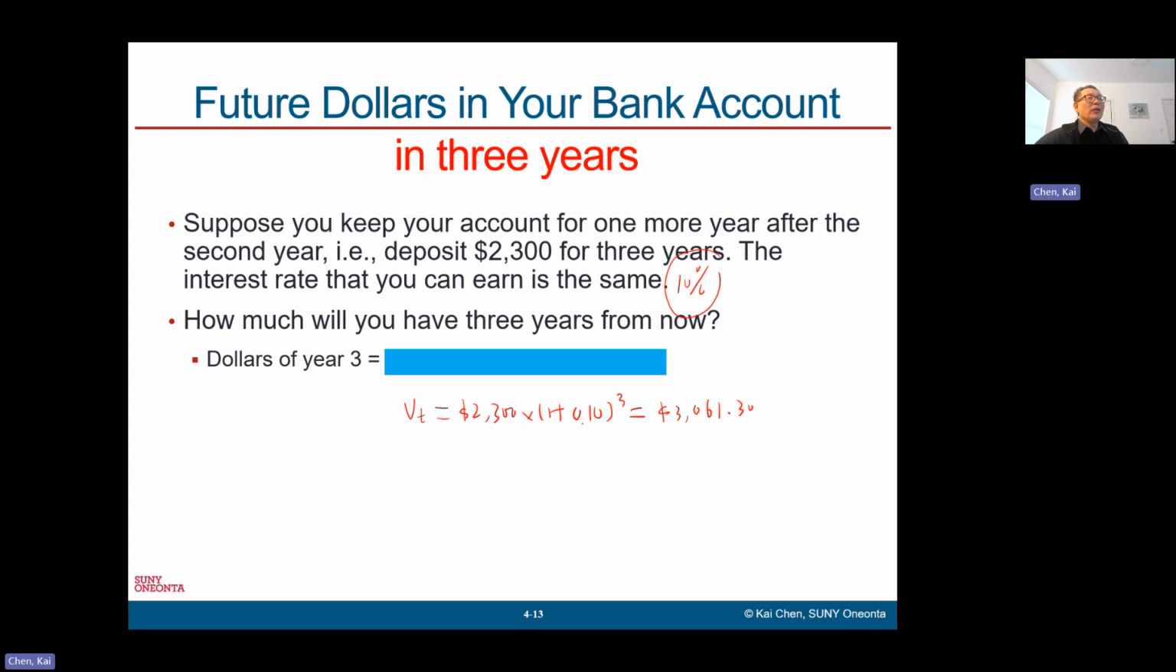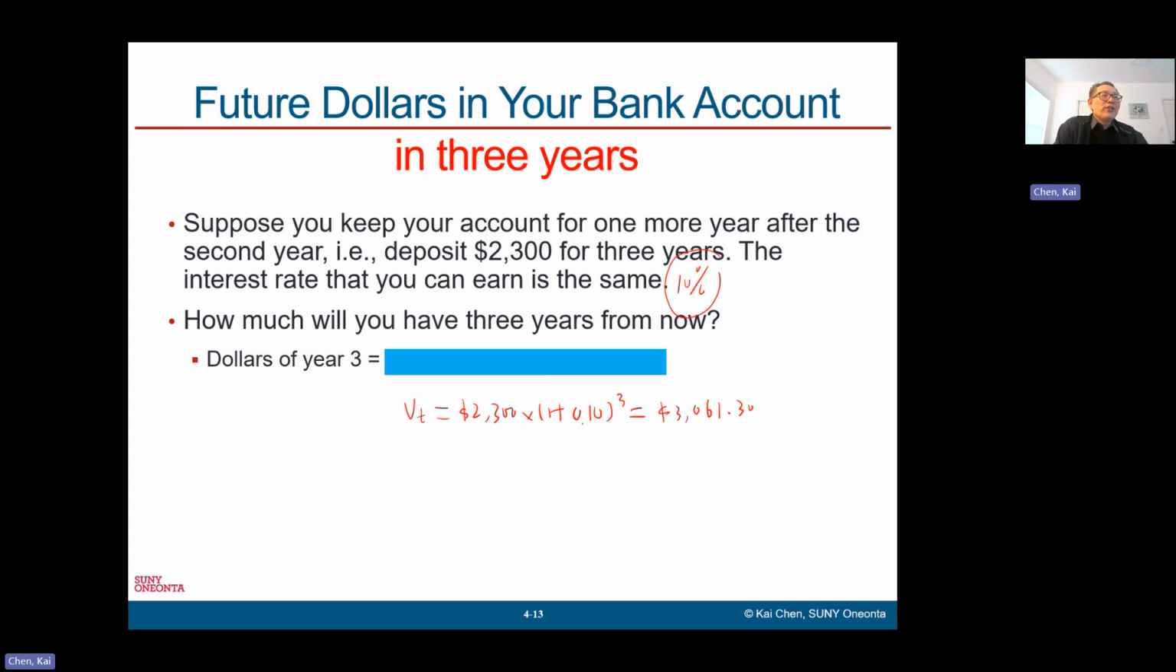Okay, then what does this mean? If you have $2,300 today, and you expect to receive, by choosing a bank account, $3,061.30 3 years from now. That means the future value of today's $2,300 3 years from now is $3,061.30.